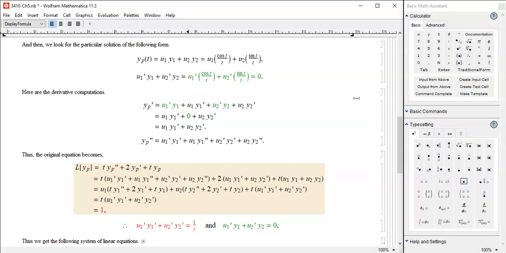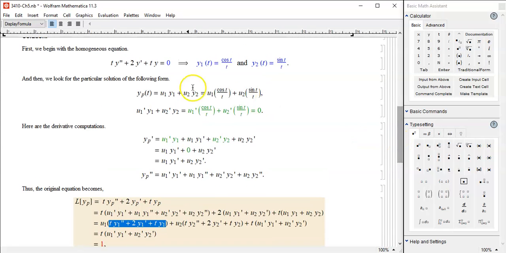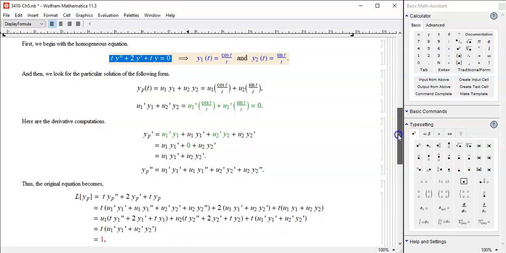Now let's do something ingenious. Let's take all the terms with u1 right here, and then u1 and u1 put together, u1 and the other three. What did you get? t y1 double prime plus 2y1 prime plus t y1. That's 0 because y1 came from a solution of the homogeneous equation.